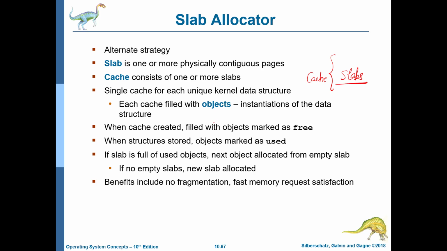For every unique kernel data structure, we'll have a single cache, and each cache will be filled with objects, which are instantiations of the kernel data structure. When the cache is created, it is filled with a large number of dummy objects which are marked as free. Then when we actually store objects in the cache, they are marked as used.